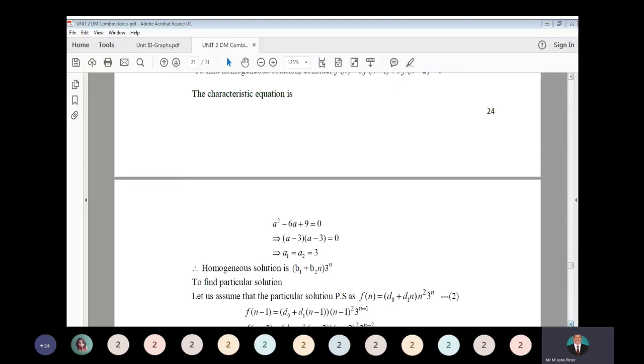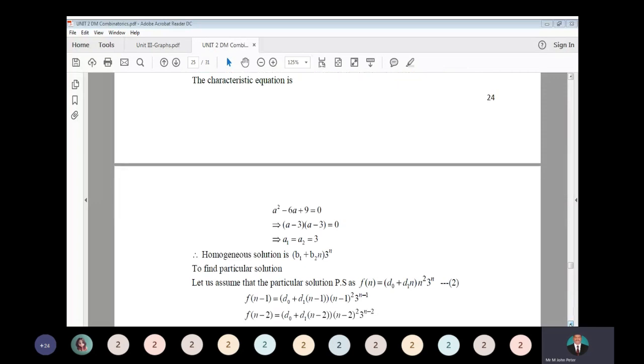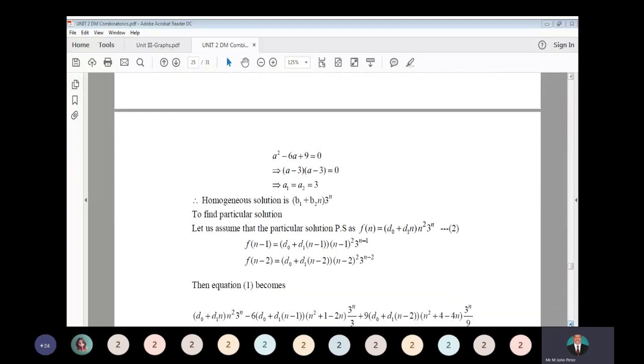Instead of a, you can replace it with c or b. That's our choice. Anyhow, we need roots for the characteristic equation. So there is a repeated root, that is a1, a2 is equal to 3. So for the homogeneous solution, (b1 plus b2 n) into 3 power n. So to find the particular solution, let us assume the particular solution as f of n is equal to (d0 plus d1 n) into n square into 3 power n.